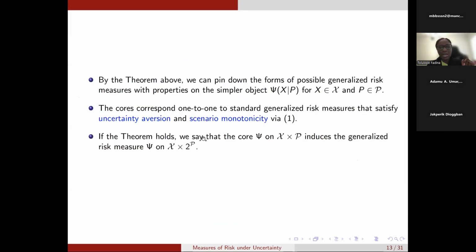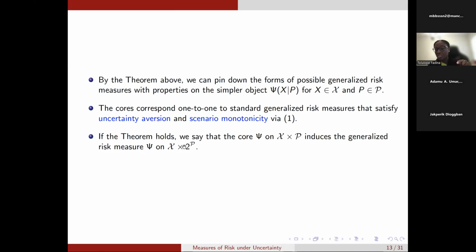Another important thing that I should talk about is the class. The class corresponds one-to-one to the standard generalized risk measures that satisfy uncertainty aversion and scenario monotonicity. The class basically means that when we define a generalized risk measure, we define it on two arguments as our input: the set of random losses and the set of probability measures. So a generalized risk measure is when we define this psi on the set of random losses and this power set.